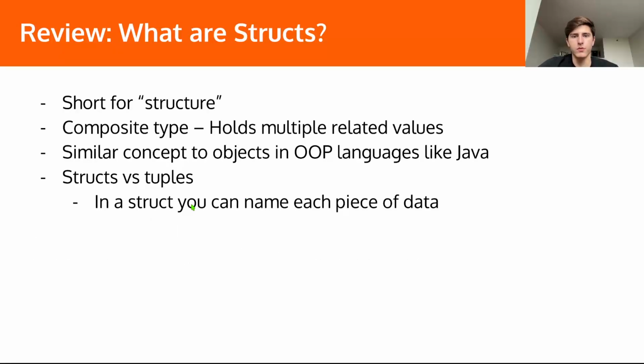So, review from last time. What is a struct? It's short for structure. It's a composite type, meaning it can hold multiple values of other types inside itself. But unlike a tuple, a struct has field names. This is similar to object classes in languages like Java or Python.